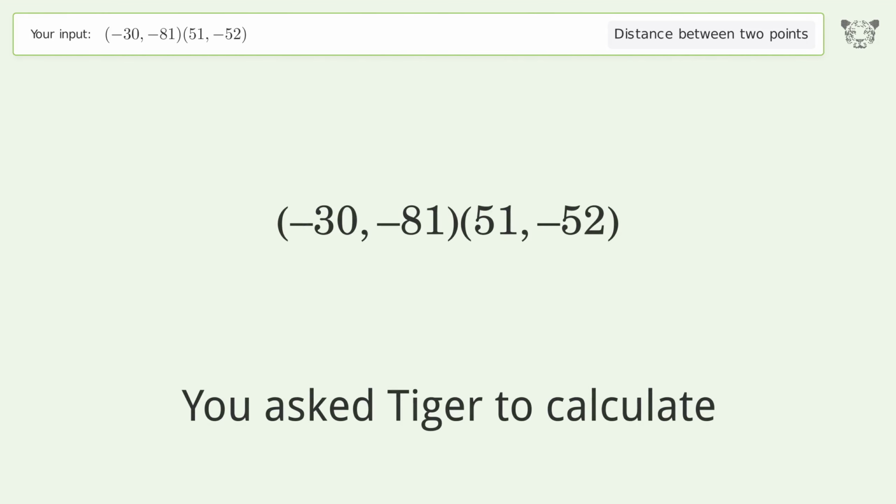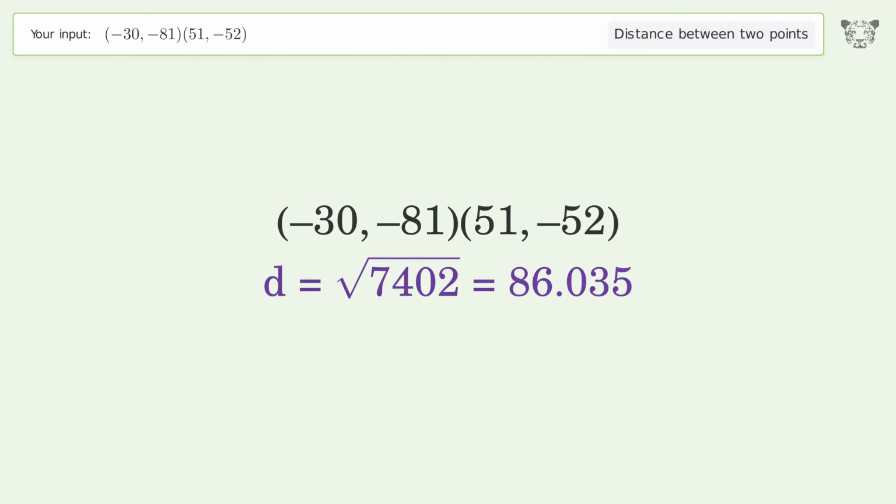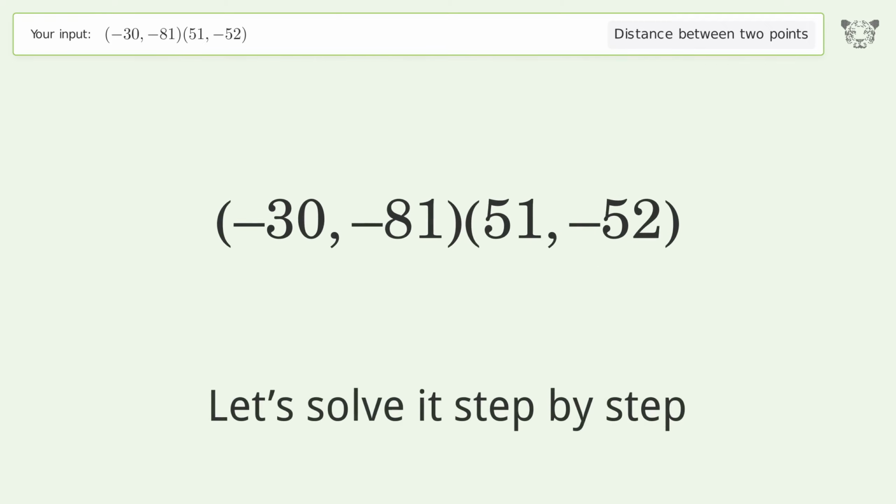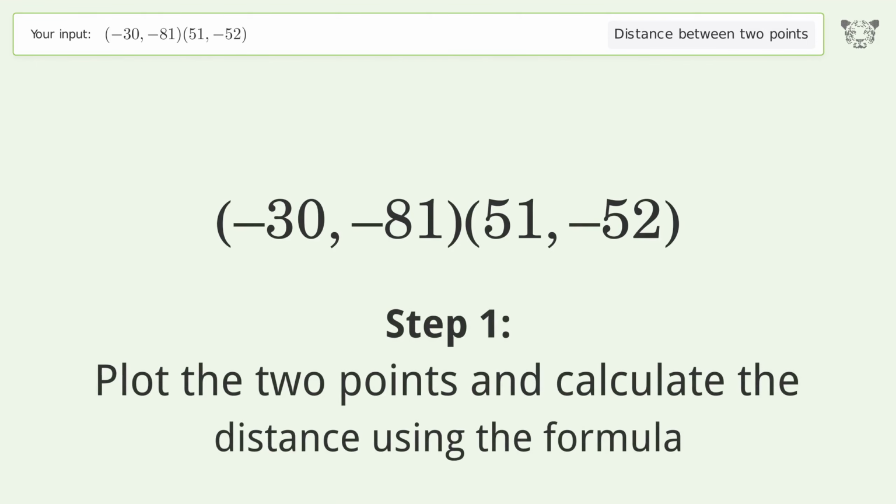You ask Tiger to calculate. This deals with the distance between 2 points. The distance between the 2 points is the square root of 7,402, or 86.035. Let's solve it step by step. Plot the 2 points and calculate the distance using the formula.